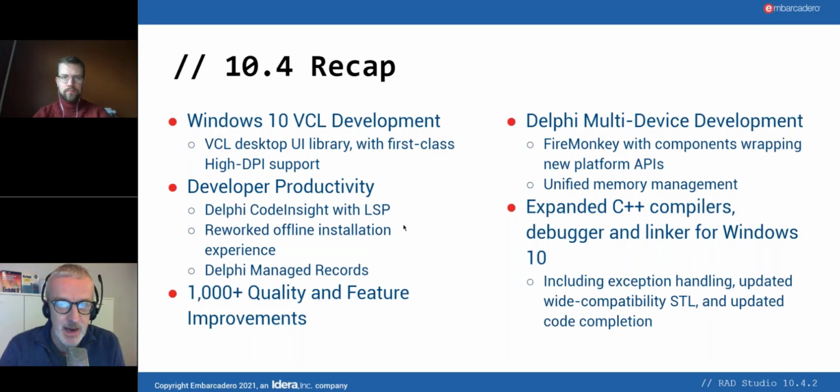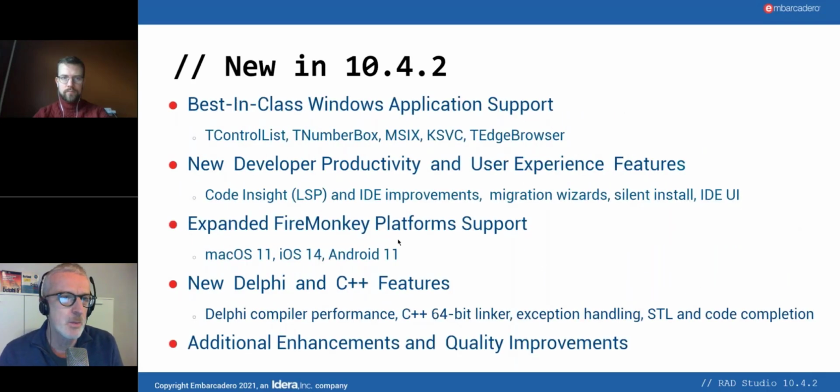We improved FireMonkey. We continuously improved FireMonkey, but we specifically added new APIs and moved to the unified memory management with VCL applications, and expanded C++ compilers, debuggers and linkers, specifically focusing on Windows 10. In 10.1, we focused primarily on quality, so there's not really features. Well, there were features that crept in, but kind of really minor. In 10.2, we went back to extending and expanding what were the key themes in 10.4.